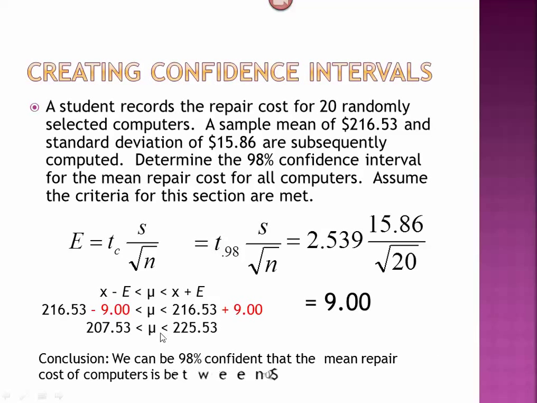And so this is how we can word our conclusion. We can be 98% confident that the mean repair cost of computers in general, notice we're talking about the population, we're not talking about our sample. We already knew what the mean cost was for our sample. We're trying to apply this to the whole population. That the mean repair cost of all computers is somewhere between $207.53 and $225.53.